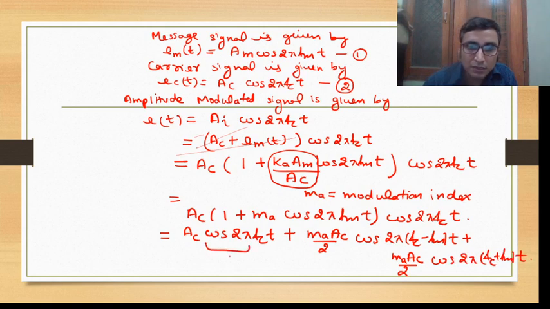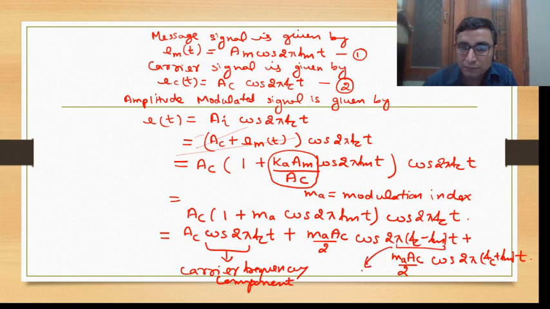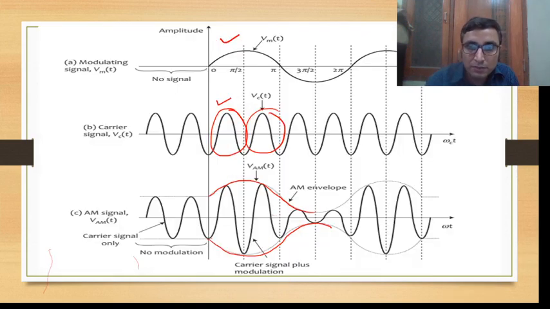So this is the carrier frequency component, and this one is the lower sideband, LSB, due to the presence of this fc minus fm, and this one is the upper sideband. So we got these three frequency components after simplification of the equation of the amplitude modulated wave. Now this analysis is shown in the time domain representation.